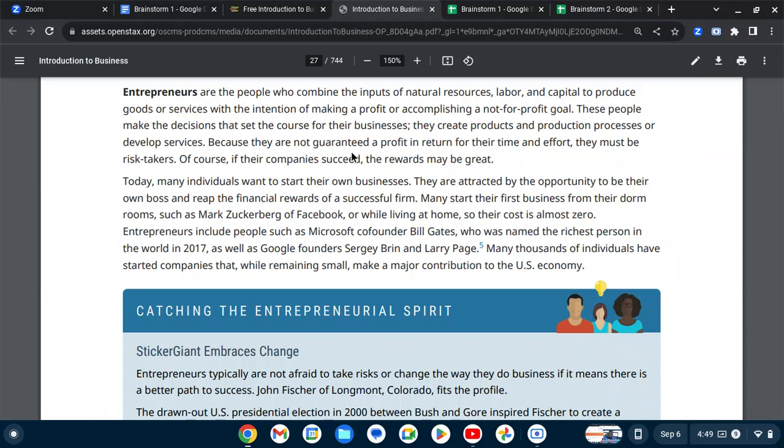Today, many individuals want to start their own businesses. They are attracted by the opportunity to be their own boss and reap the financial rewards of a successful firm. Many start their first business from dorm rooms, such as Mark Zuckerberg of Facebook, or while living at home, so their cost is almost zero. Entrepreneurs include people such as Microsoft co-founder Bill Gates, who was named the richest person in the world in 2017, as well as Google founders Sergey Brin and Larry Page. Many thousands of individuals have started companies that, while remaining small, make a major contribution to the U.S. economy.